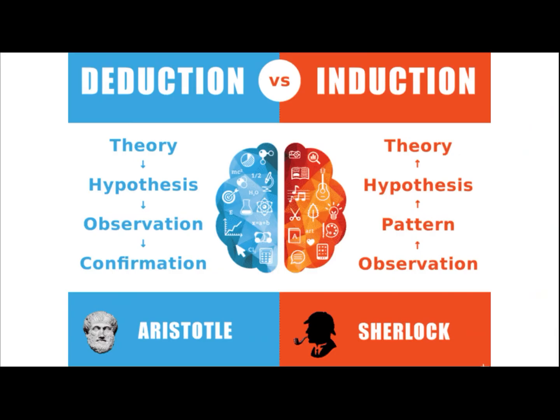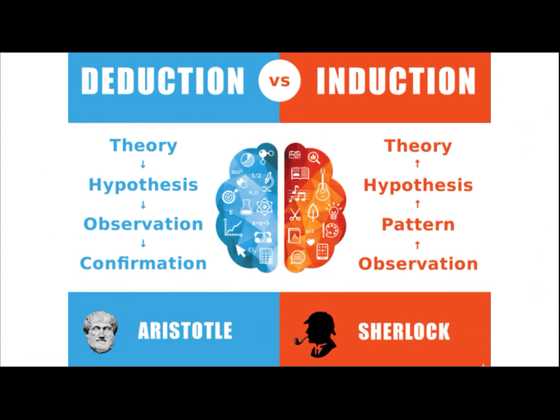Let's look at a diagram to understand this a little better. Deduction starts at the top with a theory. If you'll notice, the arrows go down from theory to hypothesis, then observation, and finally a confirmation. Aristotle is a good example of somebody who conducted deductive research. He would start with a theory and set out to test his theory through experimentation.